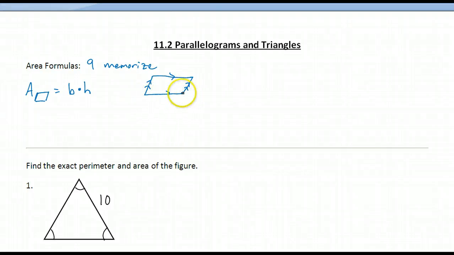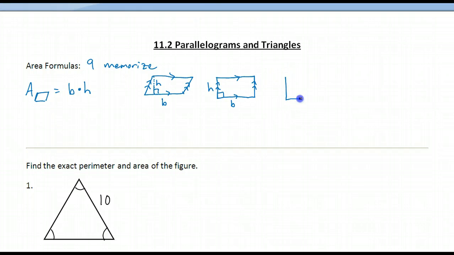Where this bottom length is the base and the height forms a 90-degree angle with the base. This formula also works for rectangles, which are parallelograms with a right angle, where this bottom length is the base and this side is the height.